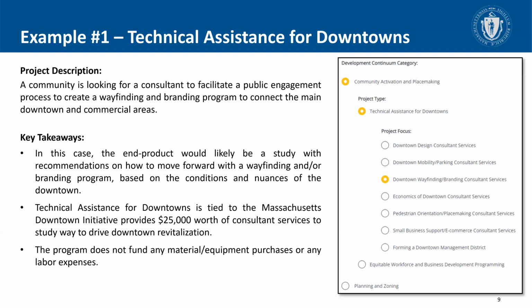So now we'll dive into the project examples. We have 10 different scenarios with different types of projects to show how the applicant would answer question 2.4. So here in the first example, we have a municipality that wants to conduct a public engagement process to create a wayfinding and branding program in its downtown.